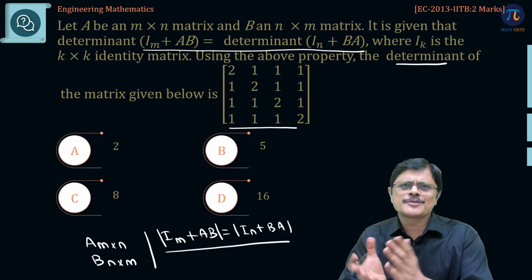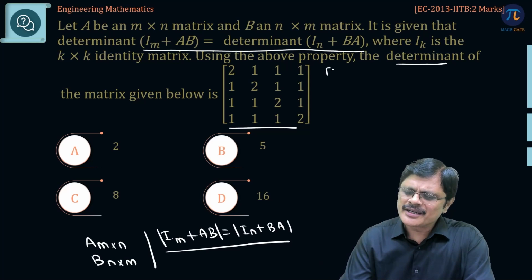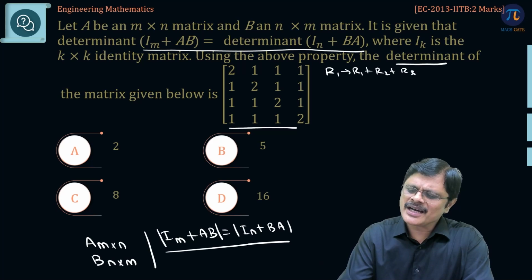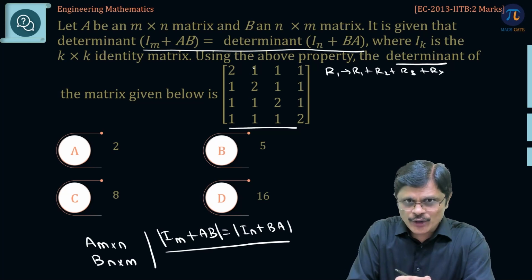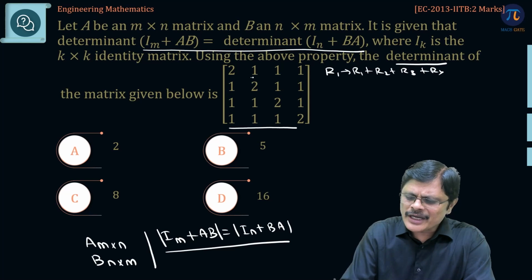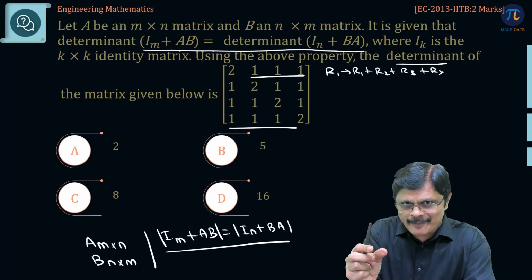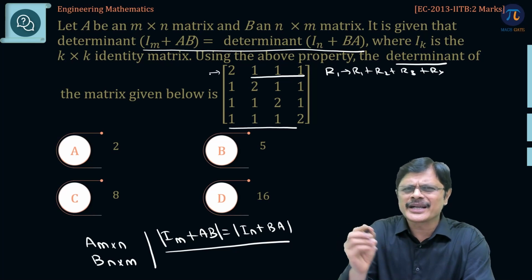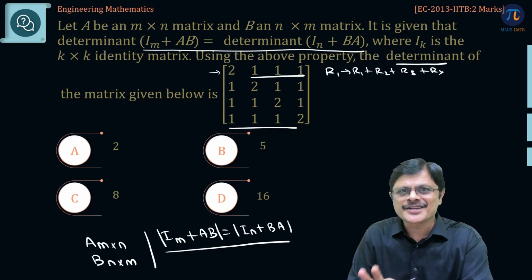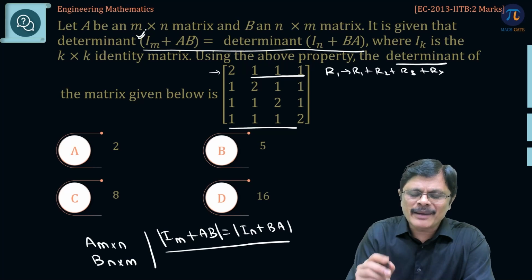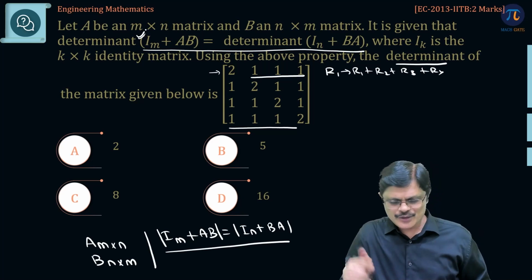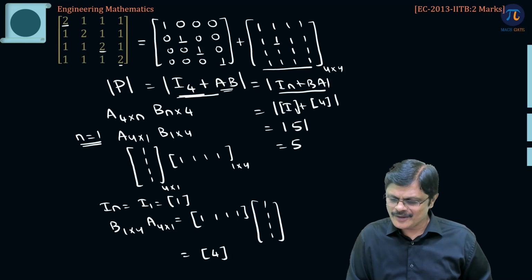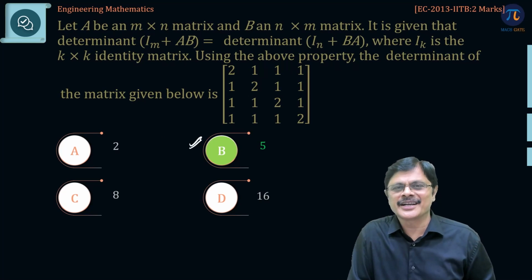Otherwise you can use multiple methods. You can do one thing, like R1 is R1 plus R2 plus R3 plus R4. With that, you get 5, so you can take 5 common. You get all ones here. Then you can try to make these 0 using this. Then it reduces to some simplified matrix and you can expand along first row. You can get the determinant. Of course, I am not interested in that. I just want to apply the method which he gives. So the answer for this problem is 5. That is option B.